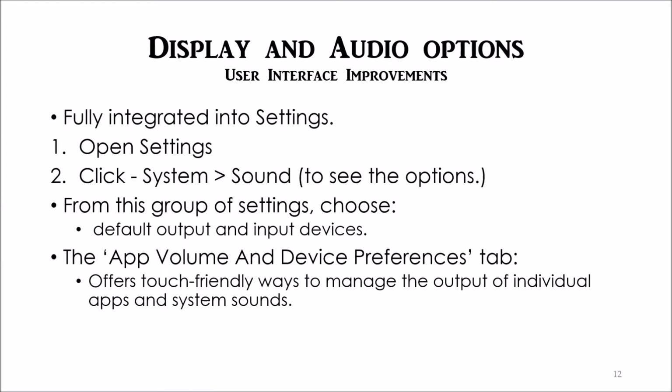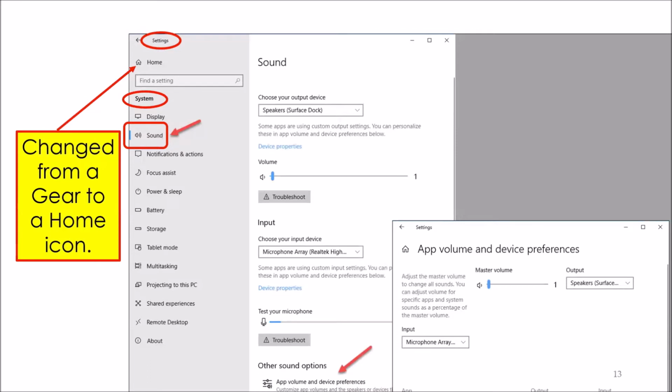Let's take a look at what that looks like in the Settings app. Again, we're in Settings, we're in System, and we go down to Sound. Notice also they got rid of that little gear up there, and they put a home icon in for Home. A big change in the icon. Anyway, you can see right here that we can control different speakers, and we can troubleshoot the volume.